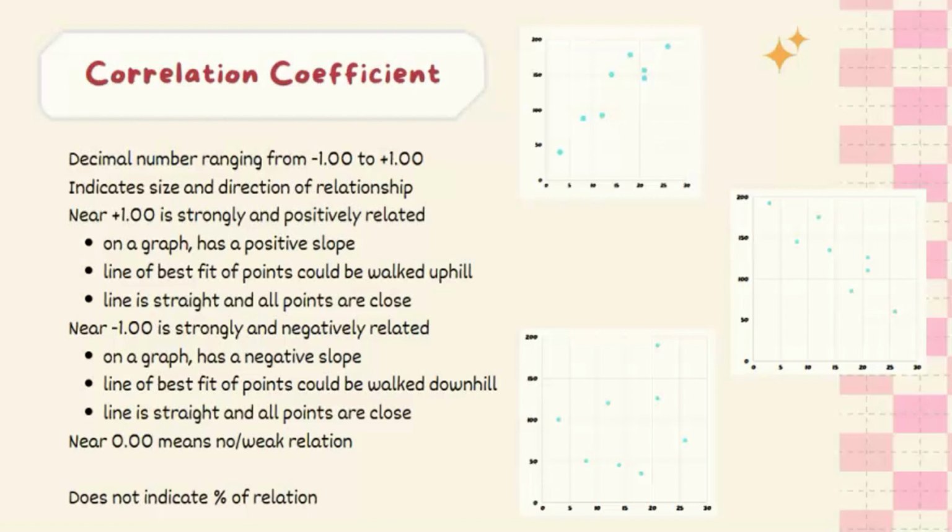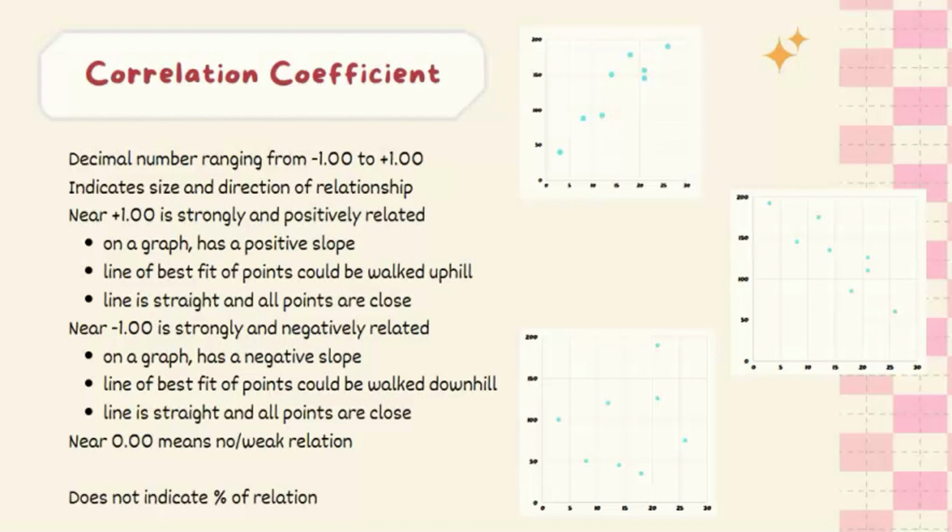So with correlational research, we have this thing called a correlation coefficient, and this indicates the size and the direction of a relationship. This coefficient is a decimal number ranging from negative 1.00 to positive 1.00. And the negative and the positive, those themselves don't represent how strong the relationship is. They represent the direction of the relationship.